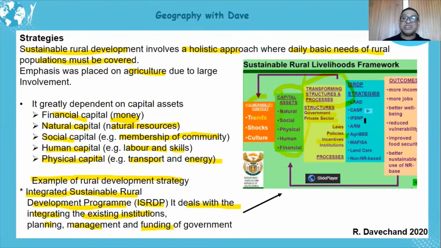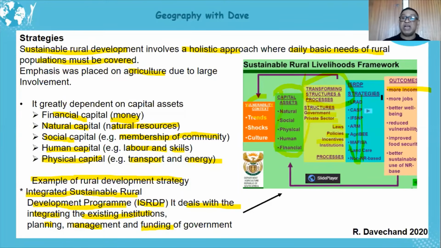And of course, strategies with all these organizations like AgriBEE, etc. You don't need to know all that. Get them involved. You understand? These are the strategies that were developed by the government. You understand? AgriBEE, BEE, etc. These organizations, so that they will assist with the capital assets. These organizations, all right?